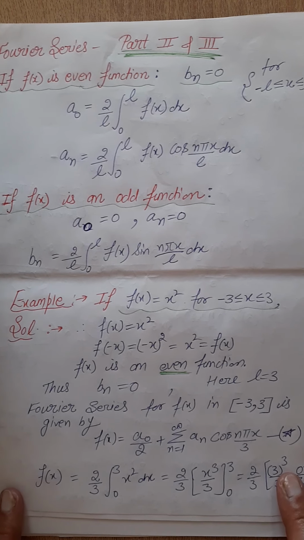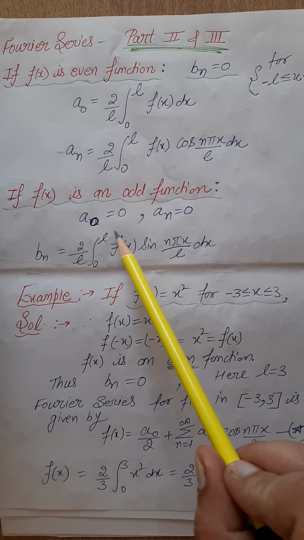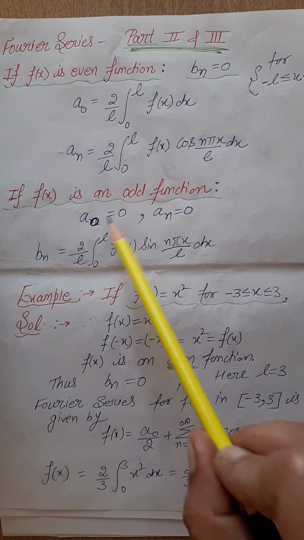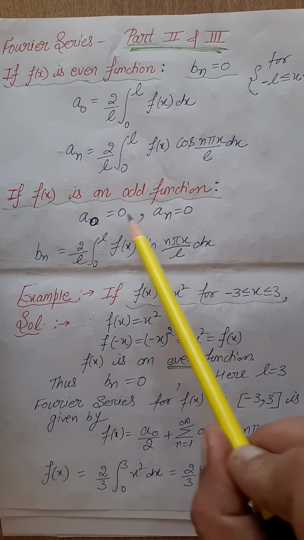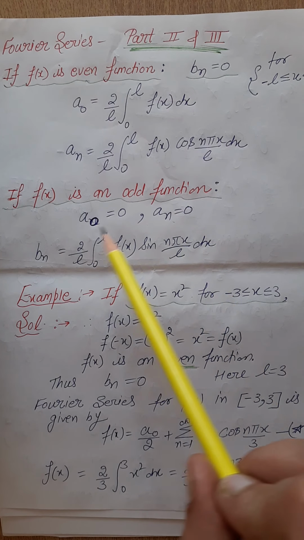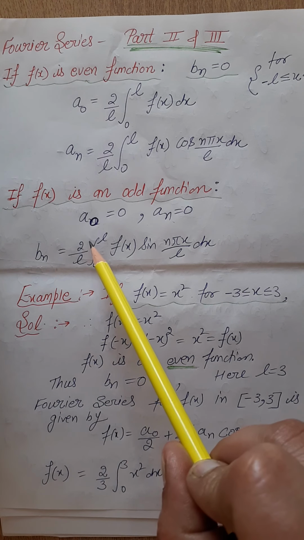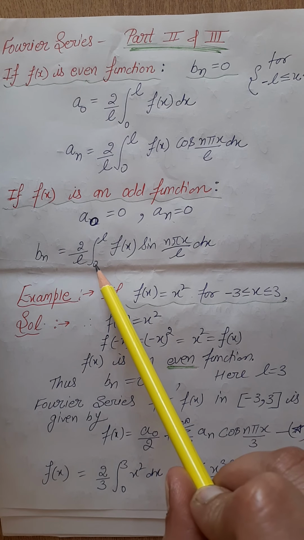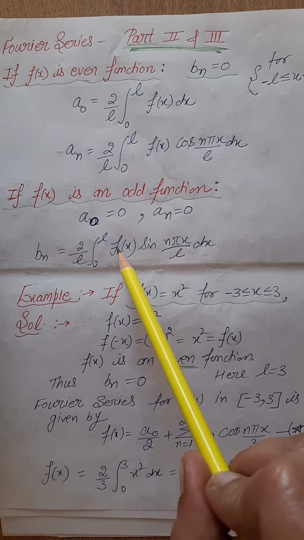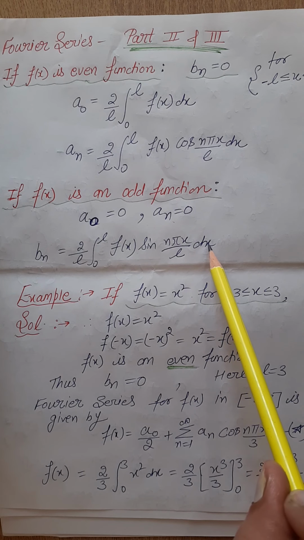In the second part, if f(x) is an odd function, then we need not find the value of A naught and An. Means A naught and An are 0 in this part, and we find the value of only Bn. And the formula of Bn is 2 by L times the integral with limits 0 to L of f(x) sin(n pi x over L) dx.